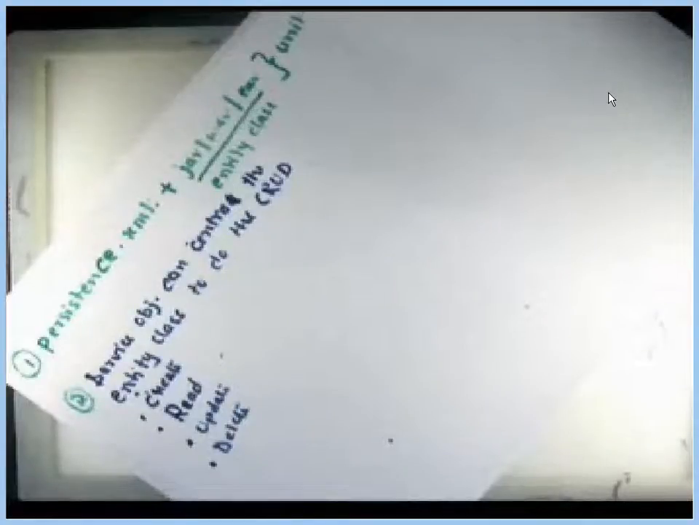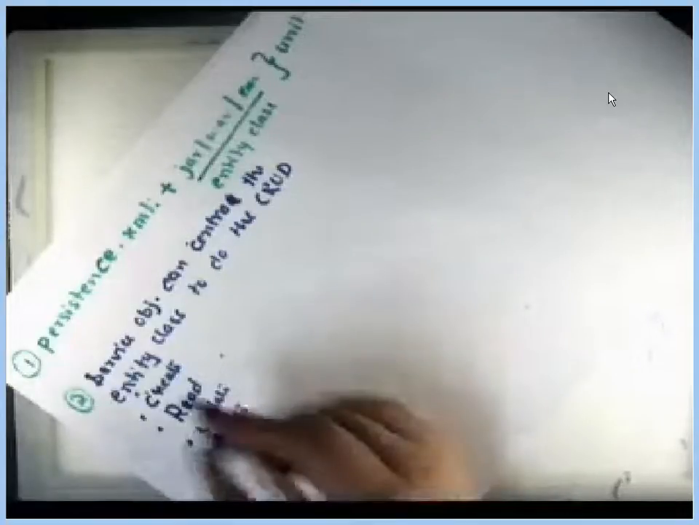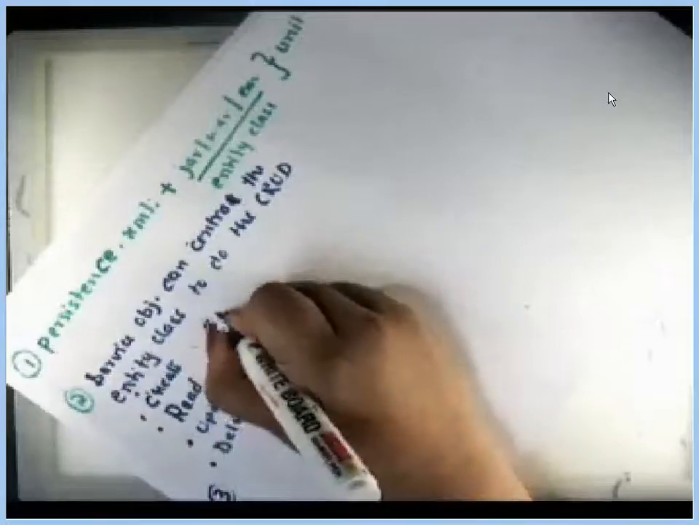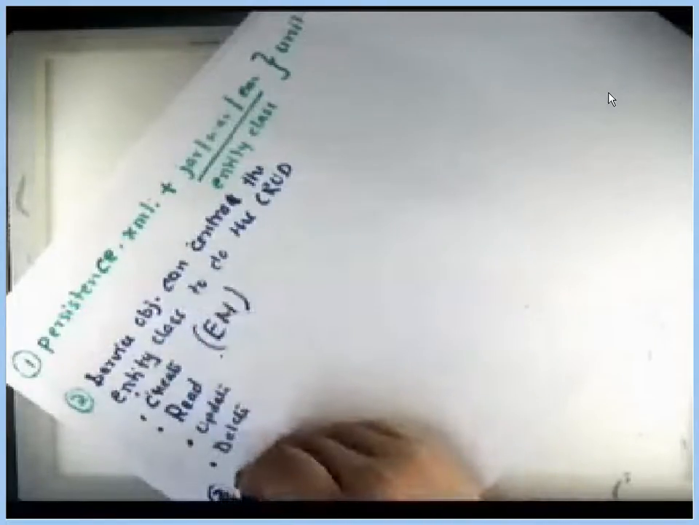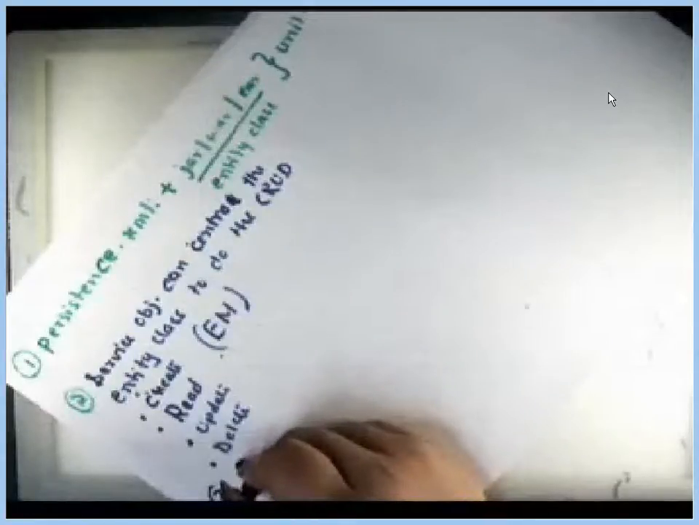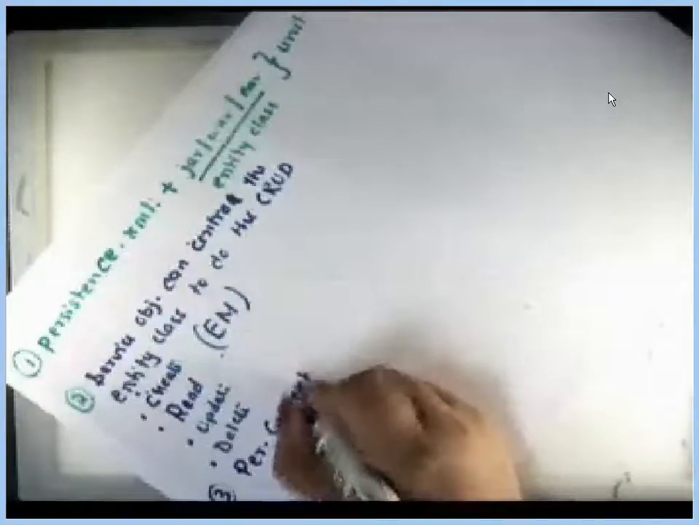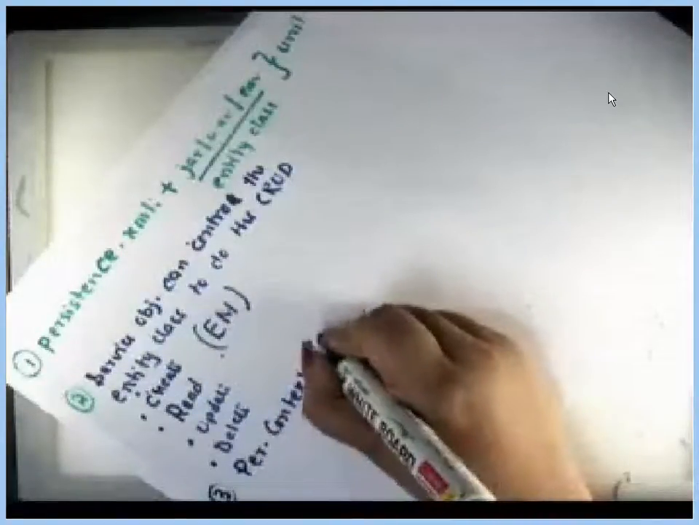Now apart from this, we discussed the persistence context. Persistence context basically comprises of the service object. This is the entity manager. I'm just writing EM. So entity manager will actually be a part of persistence context. Persistence context will have entity manager.